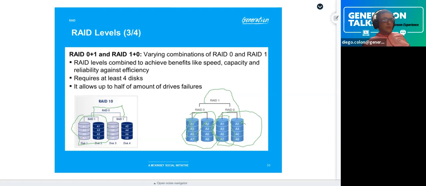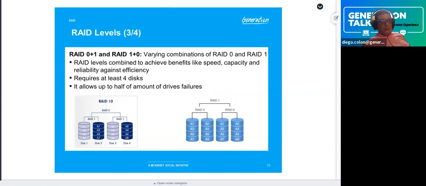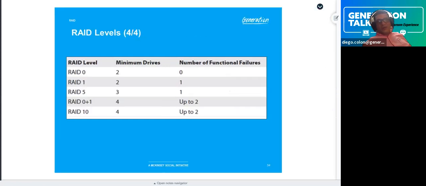Questions? Doubts? All right, we'll get a little chart here. Hopefully it helps us out. RAID 0, as we said, has 0 failures. So as soon as I lose a drive, I'm dead in the water. The minimum requirement is 2 drives. Once again, RAID 0 is for performance more than anything else.